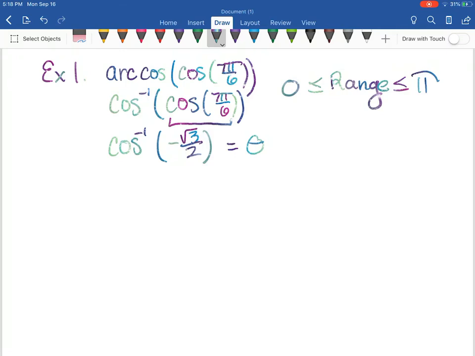So when I look at the inverse cosine, and I want to find the inverse cosine of negative square root of 3 over 2, I want to look at my unit circle, but I only want to look at quadrants 1 and 2. So in quadrant 1 and 2, the angle in radians that would give me an x-coordinate of negative square root of 3 over 2 on the unit circle would be 5 pi over 6. So this would be my final answer because I take the inverse cosine of negative square root of 3 over 2, and that would give me an angle of 5 pi over 6.